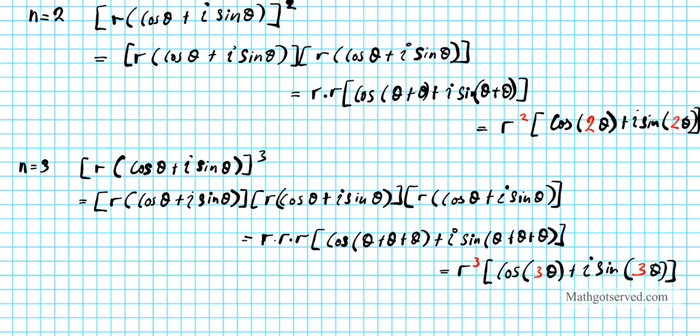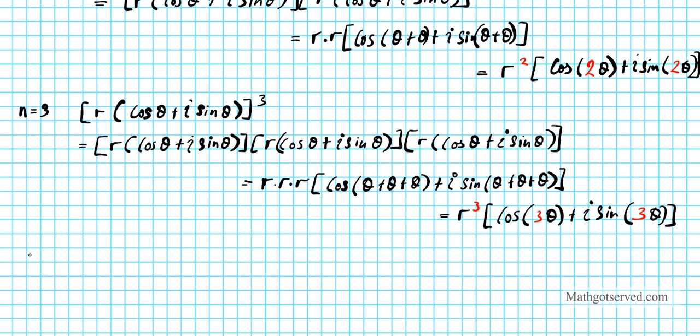Now, you see a pattern emerging. Notice that whatever the power is, that becomes the power of the r, and that is also the coefficient of theta in the final result. In 2, exactly the same thing happened when you raise it to the second power. That became the power of the radius, and then it became the coefficient of the angles. So when you're raising a complex number in polar form to a certain power, the radius gets raised to that power, and that power is also multiplied by the angle.